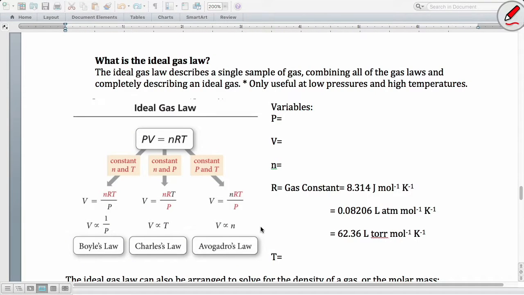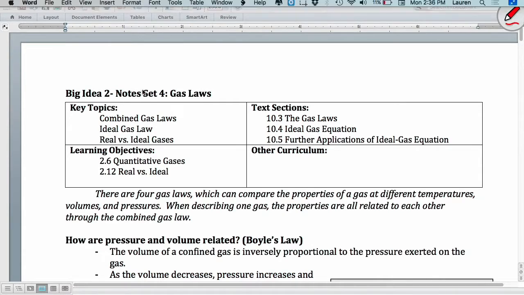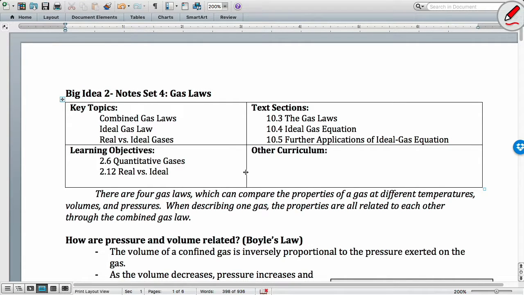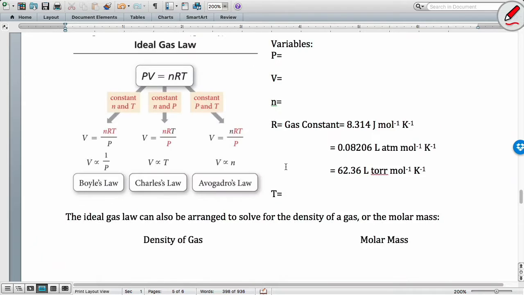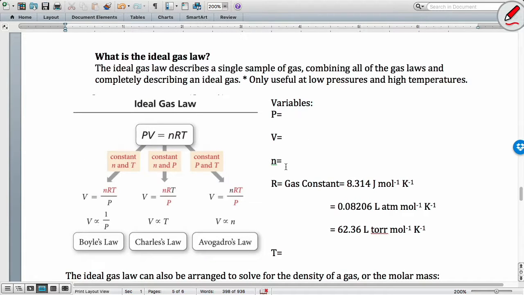Hi guys, and welcome back to what really is the last video of the Big Idea 2 note set 4 on gas laws. We're going to be talking about the ideal gas law and real versus ideal gas laws. So, we are starting down on page 5 with the ideal gas law.